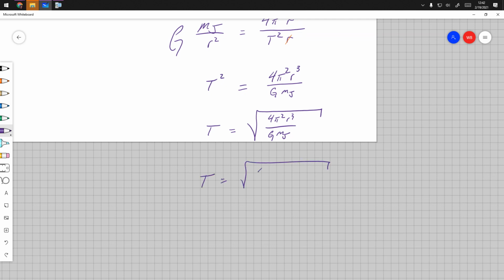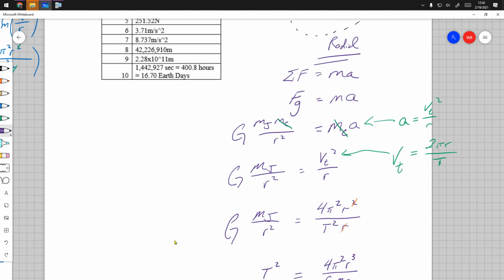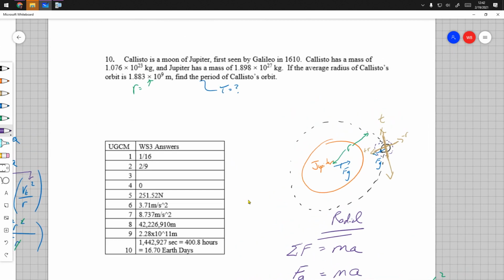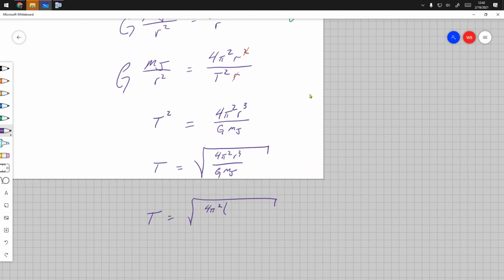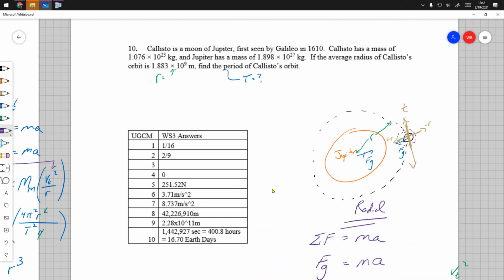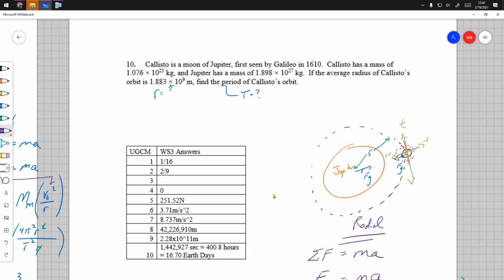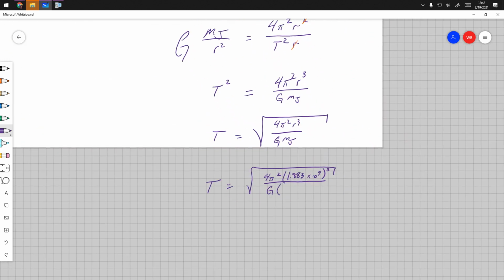Well, you could just put them straight into your calculator, but I'll write it out for you just in case here. The radius, what was the radius? I don't remember. 1.883 times 10 to the 9th. And I got to cube that, don't forget. G, I'm just going to leave that as G. It's a constant there. It should be programmed into your calculator anyways. The mass of Jupiter here, 1.898 times 10 to the 27th. And that is not squared there.